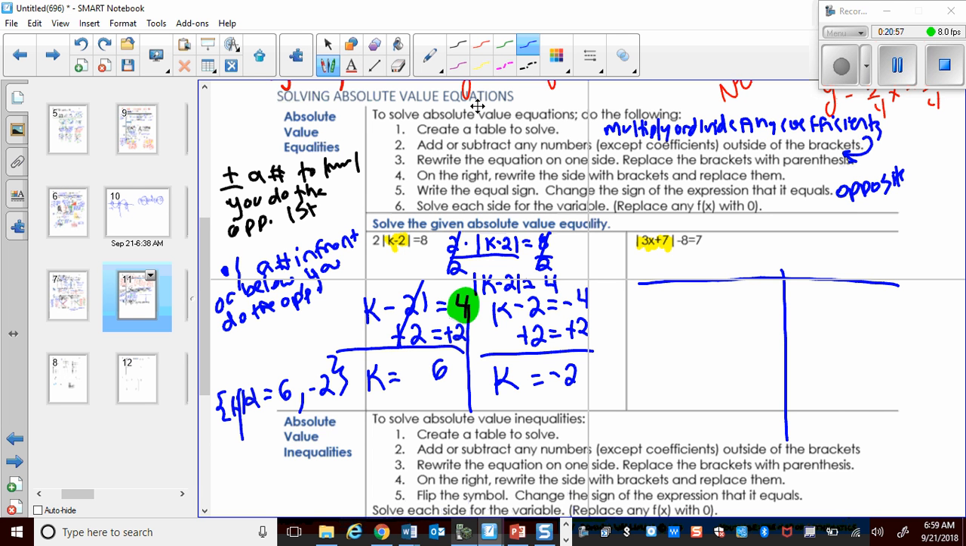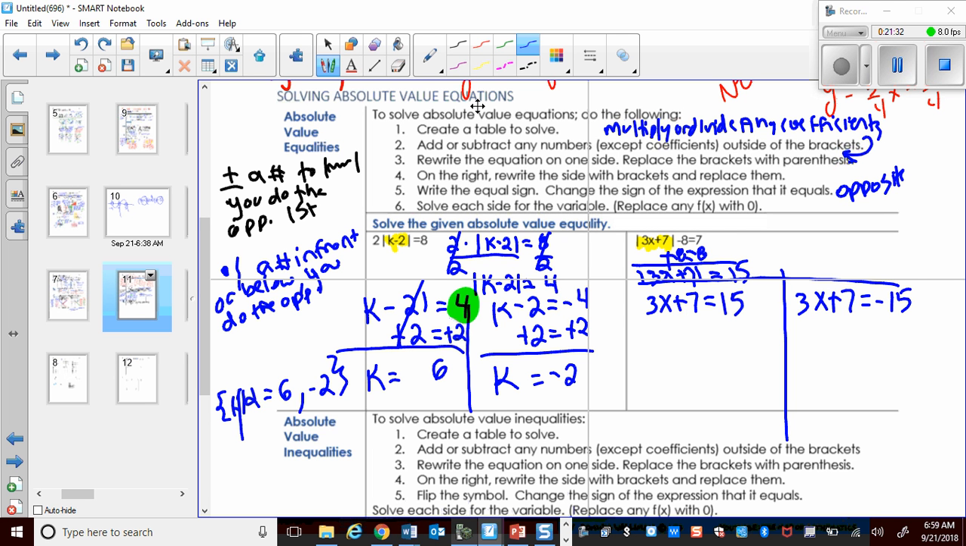All right. Now it says add or subtract any numbers outside of the brackets. My number outside of the brackets is -8. So I'm going to add 8 to both sides. And I get the absolute value of 3x plus 7 equals 15. All right. So now I'm going to follow the directions. I can skip multiplying and dividing any coefficients. And I'm going to have 3x plus 7 equals 15 on one side. 3x plus 7 equals -15 on the other.